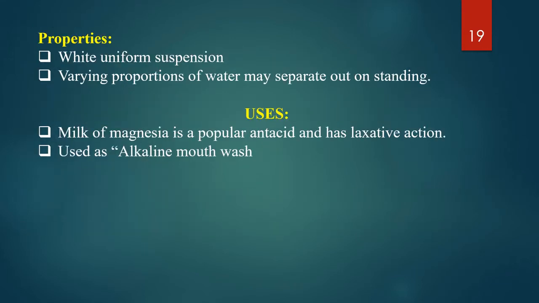Properties: it occurs as a white uniform suspension. Varying proportions of water may separate out on standing. Uses: milk of magnesia is a popular antacid and has a laxative action. It is used as an alkaline mouthwash.